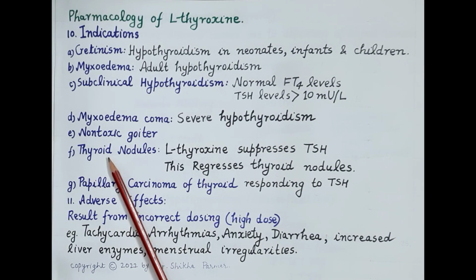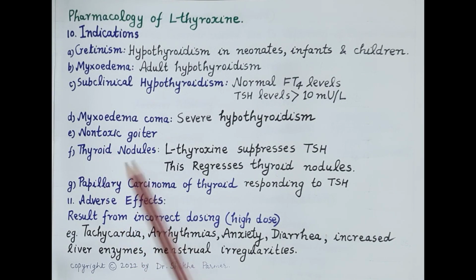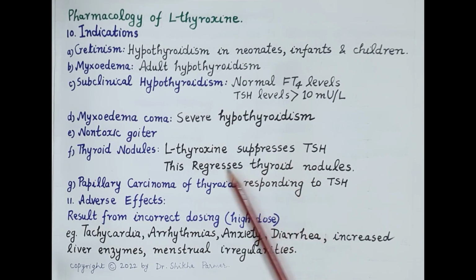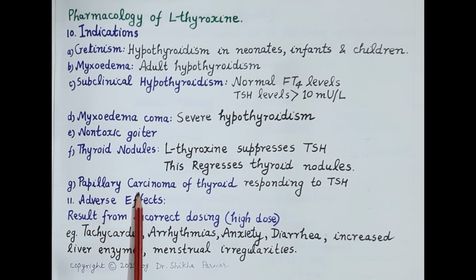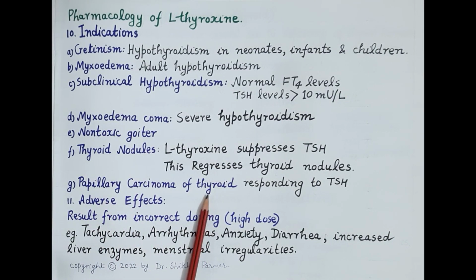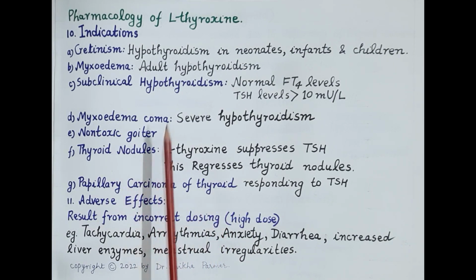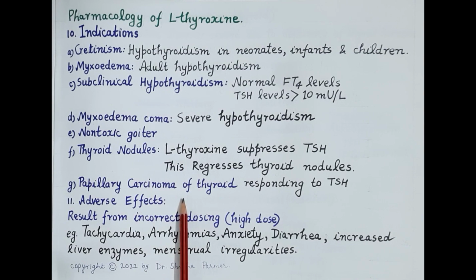Next use of L-thyroxine is in thyroid nodules where TSH levels are high. So, L-thyroxine reduces the levels of TSH and brings them to normal, and this causes regression or reduction in the size of thyroid nodules. Another use of L-thyroxine is in papillary carcinoma of thyroid responding to TSH. Now, therapy with L-thyroxine reduces TSH and this may induce temporary regression or reduction of the cancer. So, these are the main indications of levothyroxine.